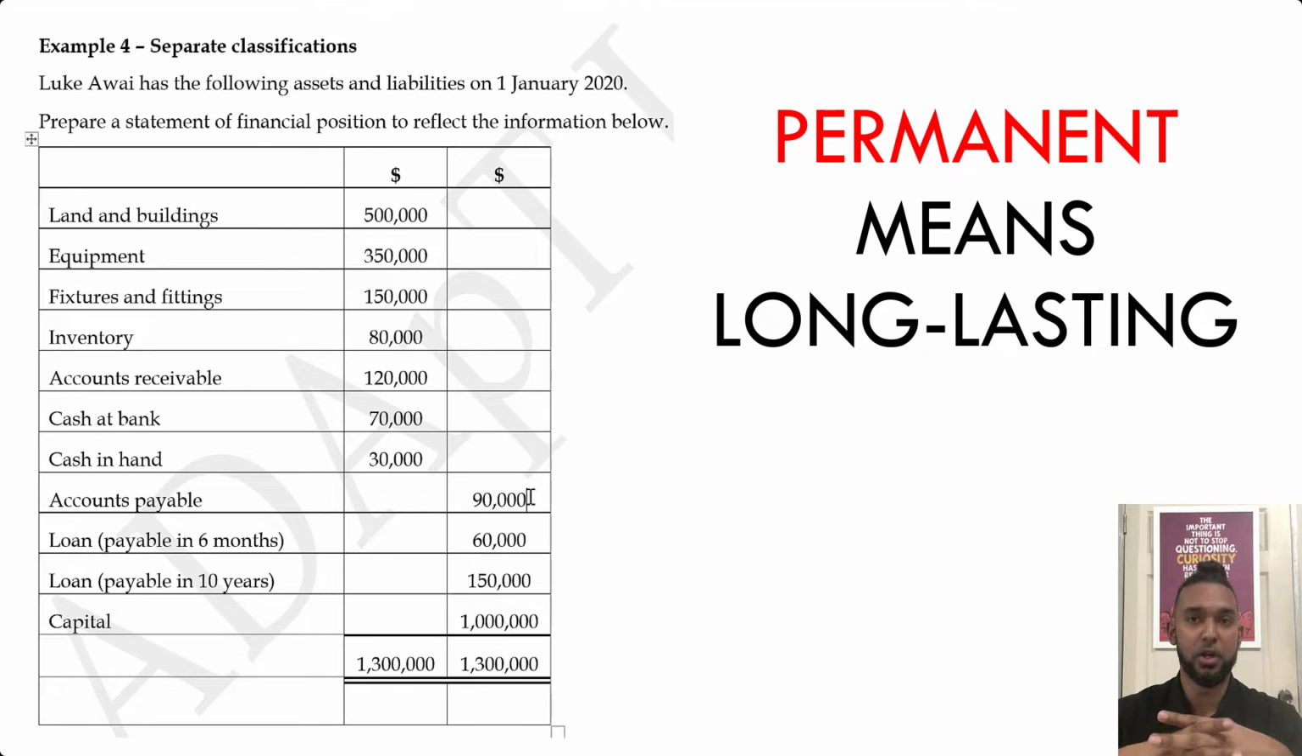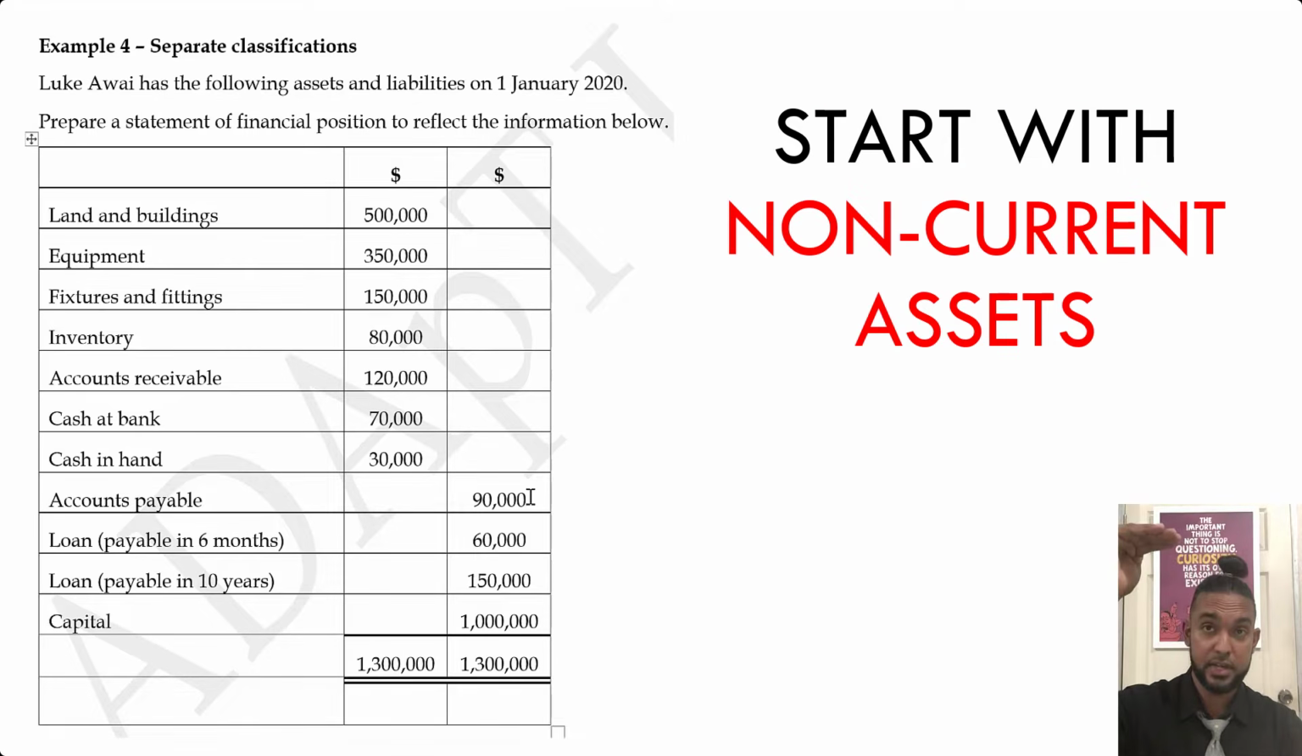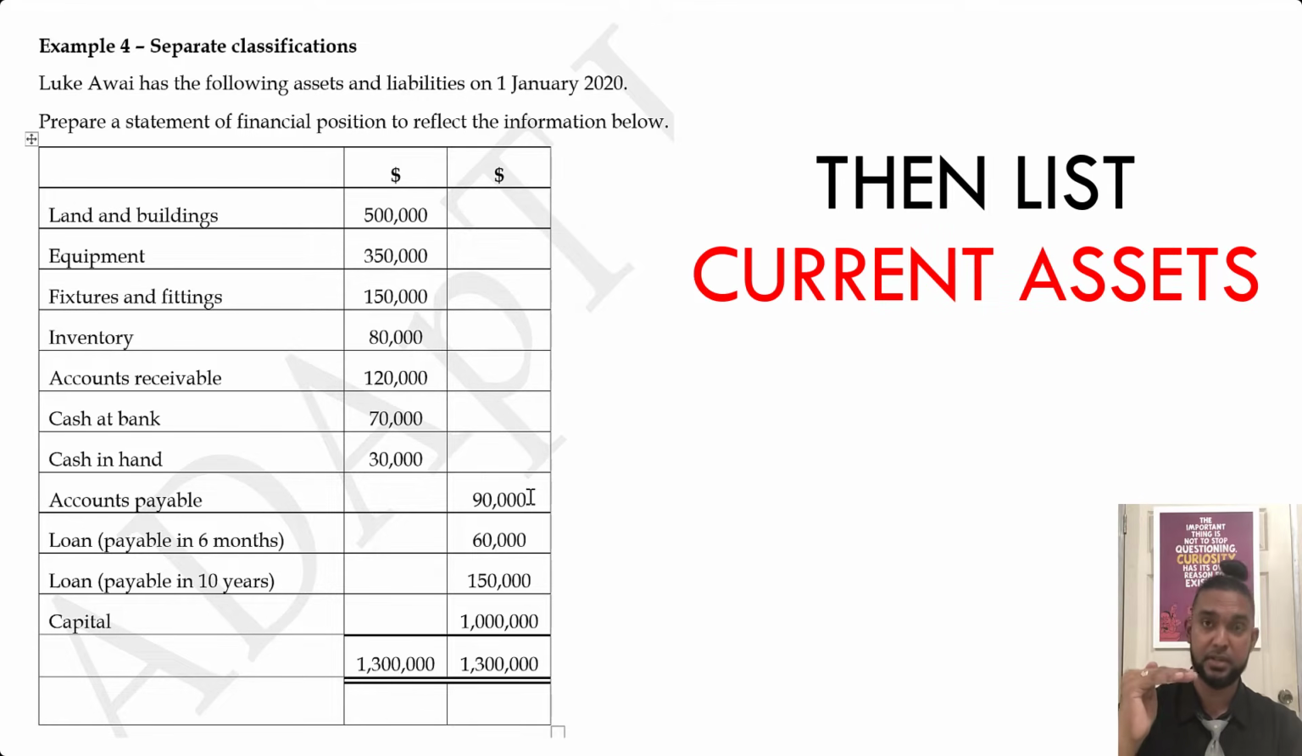Permanent means long-lasting. So when we present assets in order of permanence, we start with the most permanent assets first and then go down to the least permanent. So we start with non-current assets and then we go to current assets. And the last one will always be cash, once you have cash, all right?